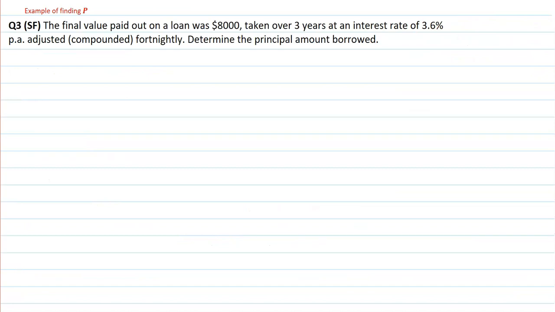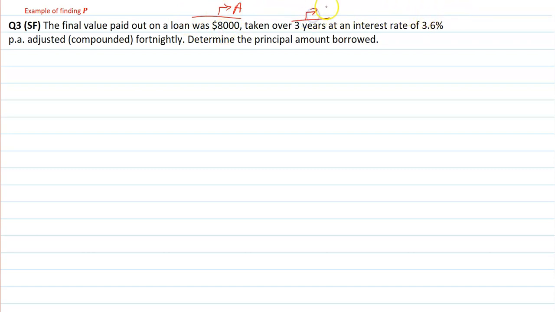Let's look at question 3. Final value paid out on a loan was $8,000, taken over 3 years at an interest rate of 3.6% per annum, adjusted, which means compounded, fortnightly. Determine the principal amount borrowed. So again, I would go through and highlight the information we're given. So the $8,000 this time is the final balance.